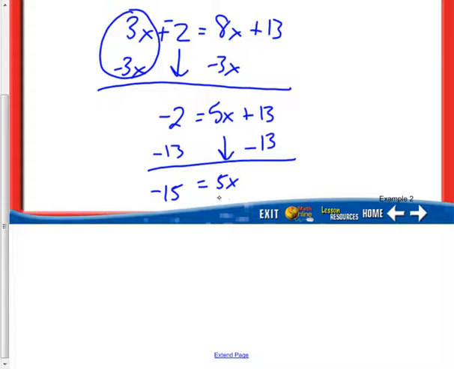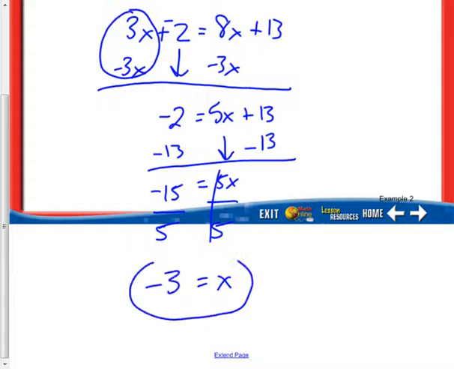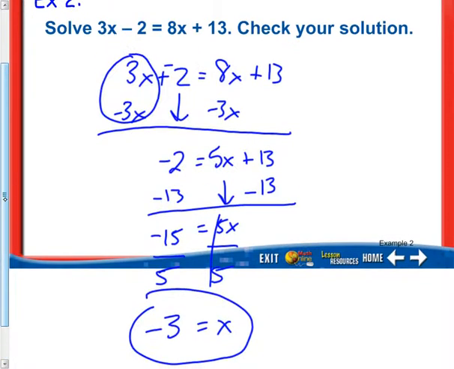And now we need to divide by the coefficient on both sides, so that the coefficient turns into 1. And so x is going to be equal to, now this is a negative divided by a positive, so it's going to be a negative 3. And that is my solution. And of course, you always want to check your solution at the end. So 3 times negative 3 is negative 9, and negative 9 minus 2 is negative 11.